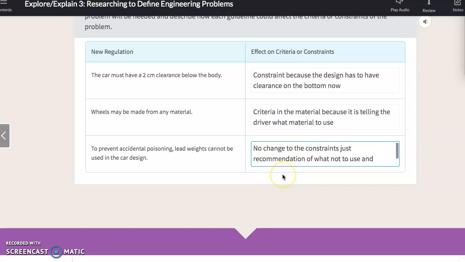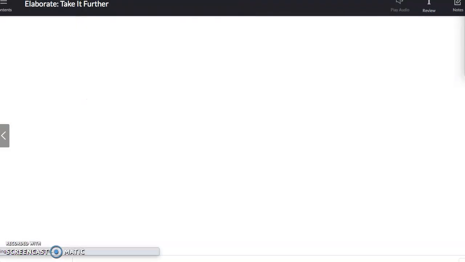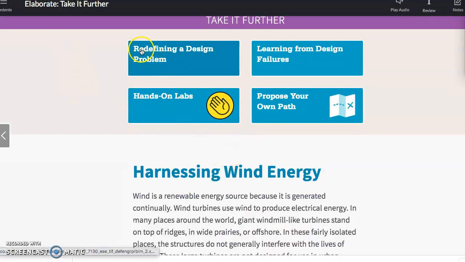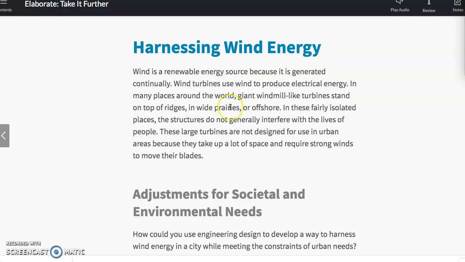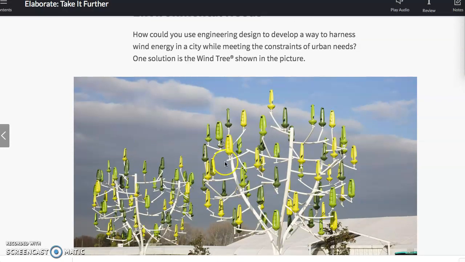Go back. And then we're going to go to take it further. We're talking about harnessing wind energy and taking it further. I clicked on redefining a design problem. That's the one that I'm choosing to do. It's talking about how to use wind turbines. And here's what the wind turbines look like.